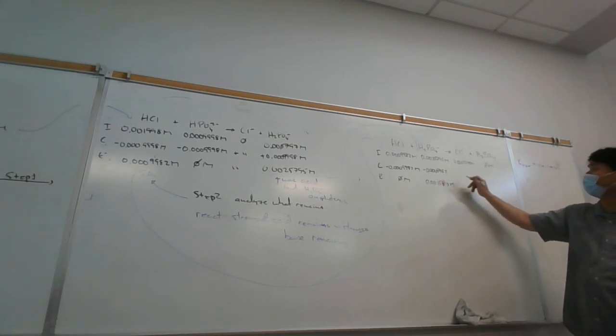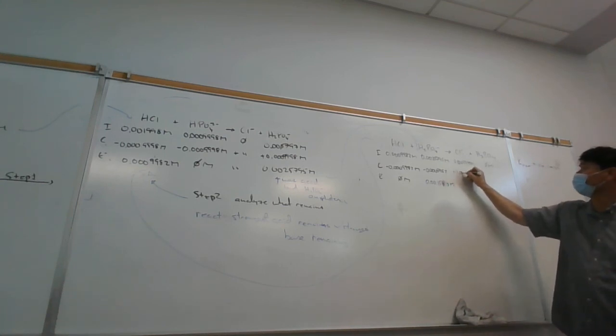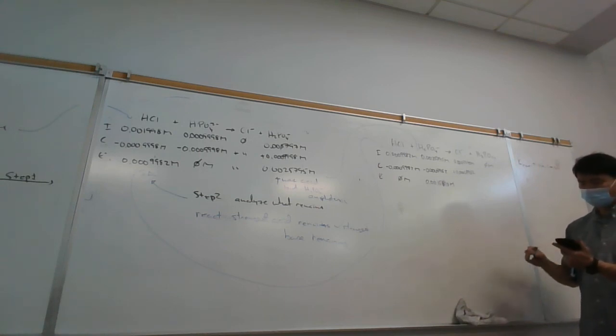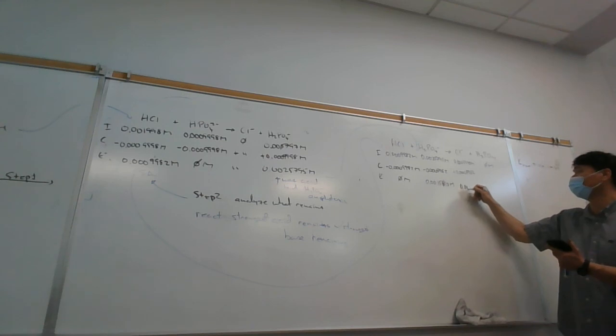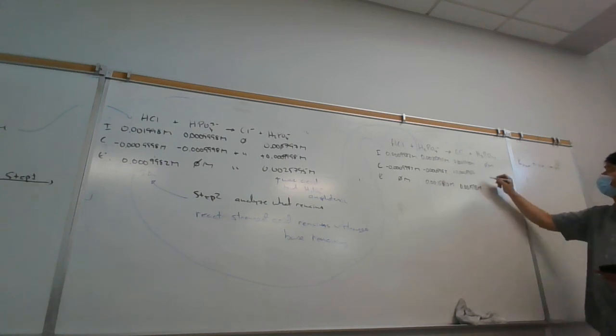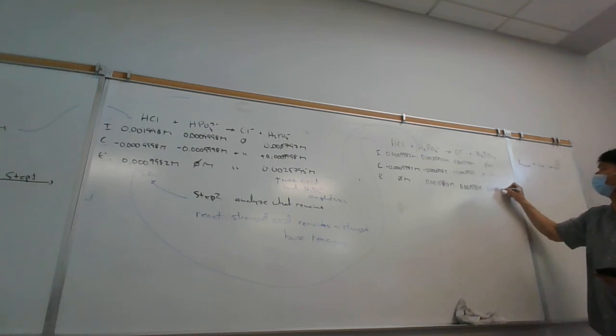Okay, then the chloride, I'm going to add this 0.0009982. So I have 0.0009998 plus 0.0009982. This gives me 0.001998. And then H3PO4 is going to be plus this, which is going to give me 0.0009982.